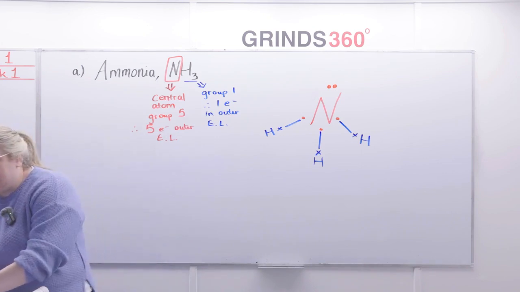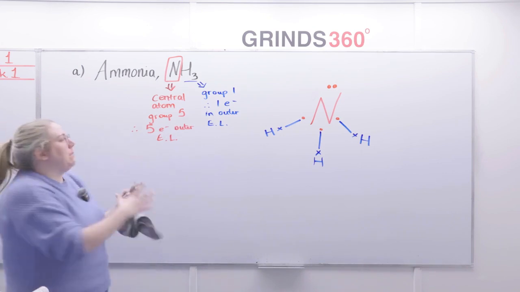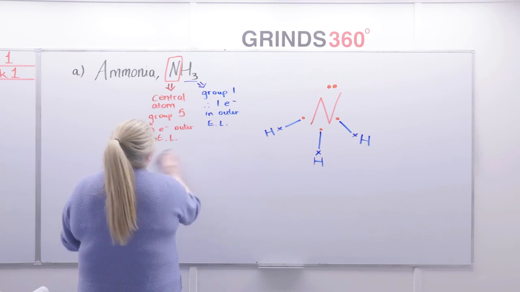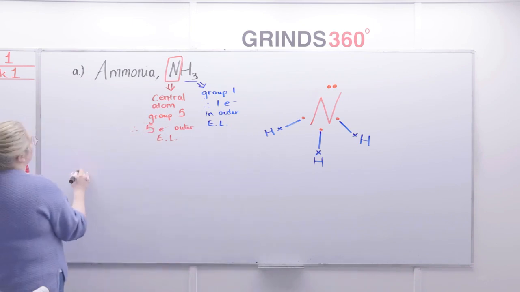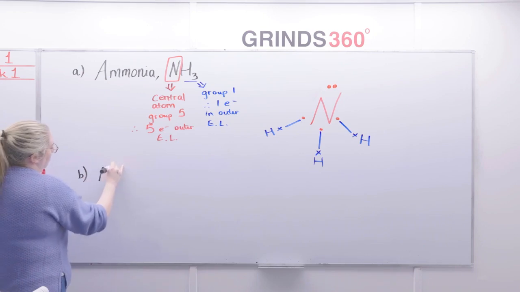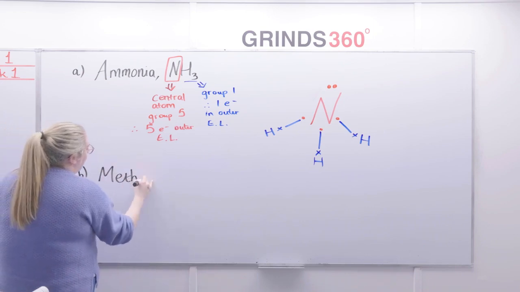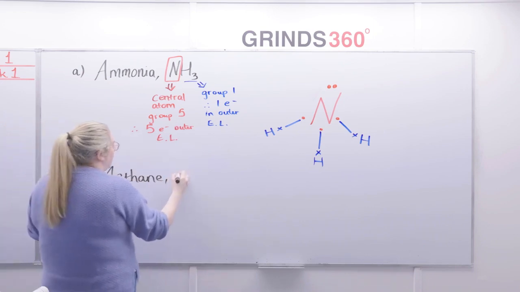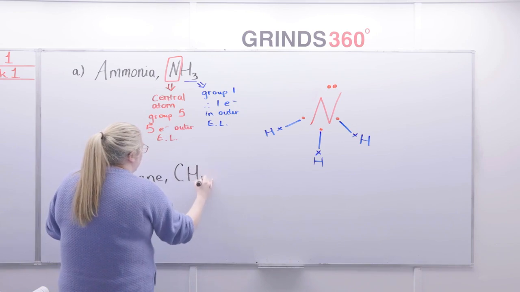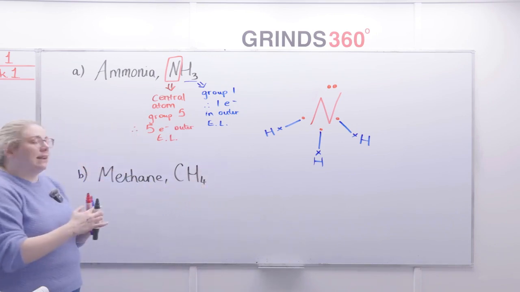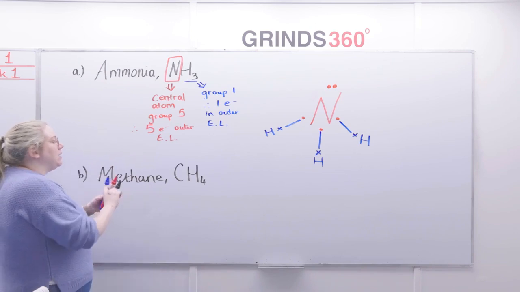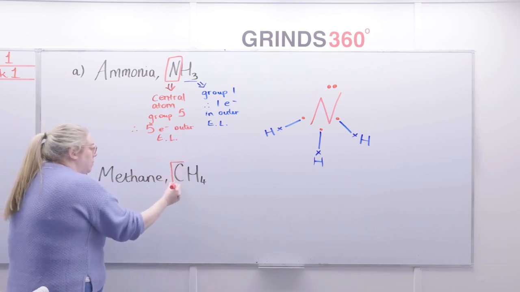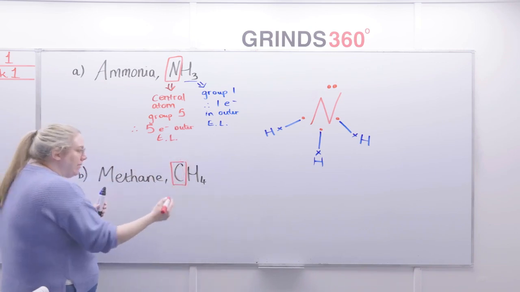Now the next one is methane. Now methane is a very common one in the exam. I'm going to draw it down here on the bottom. Methane is a greenhouse gas, so you'll see it in the option topic, but you'll also see it in organic chemistry as well. Now, methane, CH4. Your central atom is the one where you only have 1 of them. That is carbon.